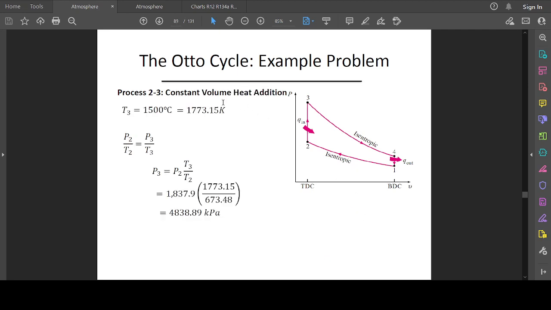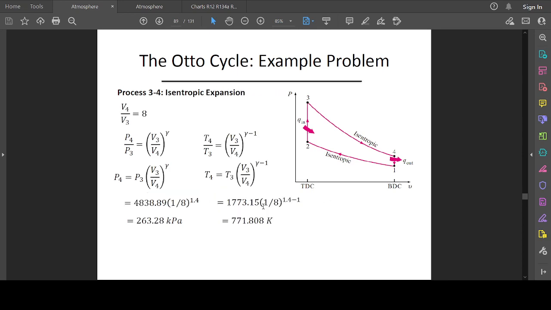So for the temperature, we know the temperature at T3, so we can use this expression to calculate the pressure at P3. So since we have the temperature and the pressure at P2, then we can plug in the values to calculate the pressure at P3, and that gives us 4.8 megapascals, okay, or 48 bar, okay.